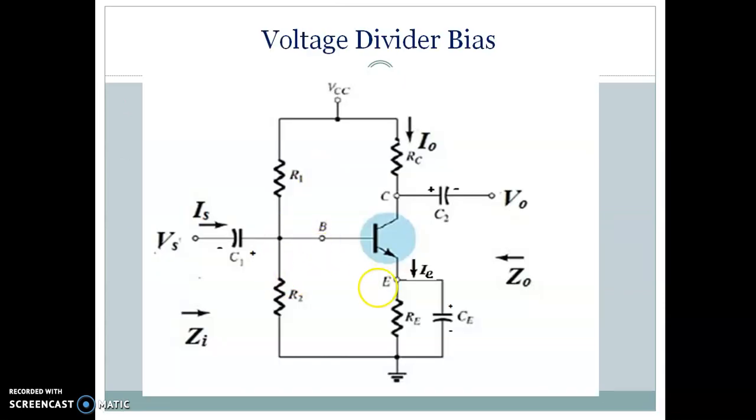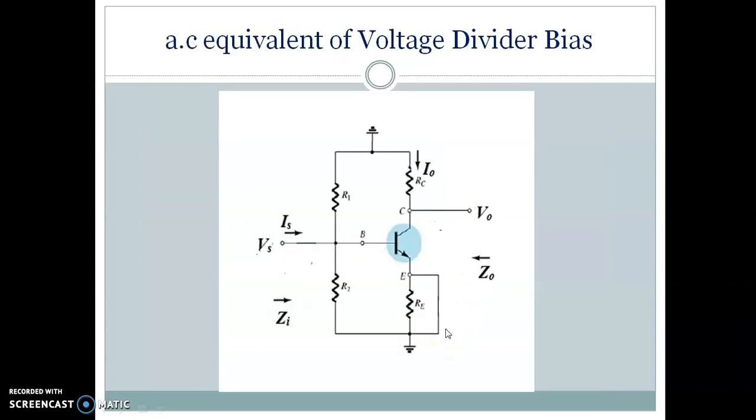Next, we take the voltage divider bias connections along with the bypassing capacitor. So here you could see a bypassing capacitor. Now what will be the role of this bypassing capacitor? When we draw the AC equivalent circuit, we will be able to appreciate it.